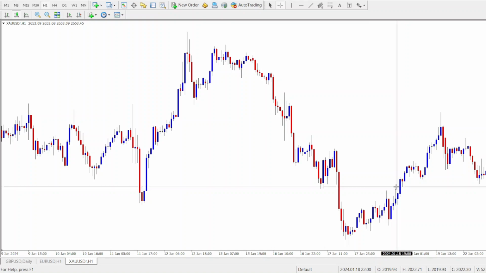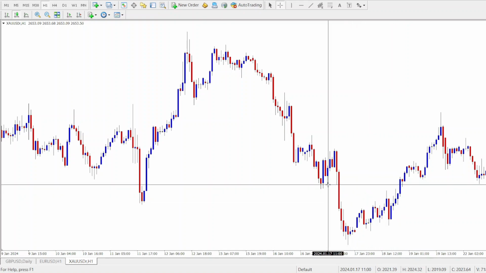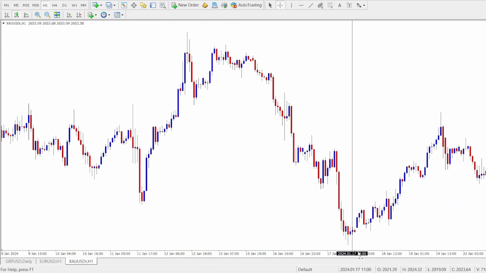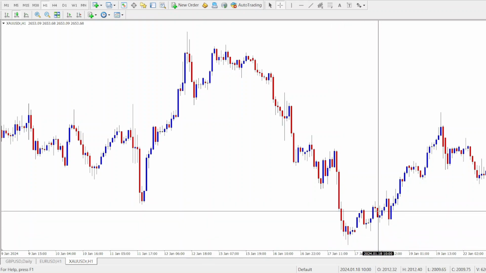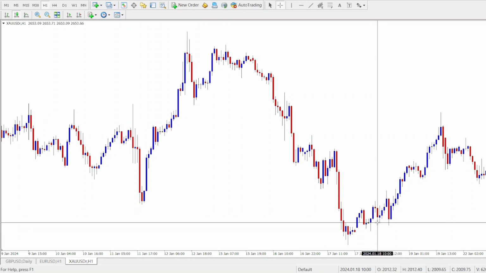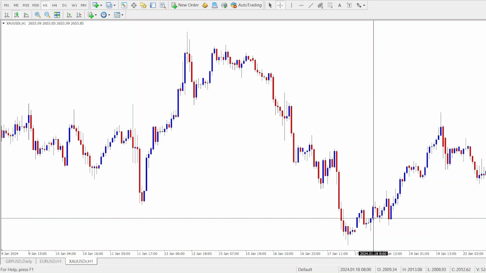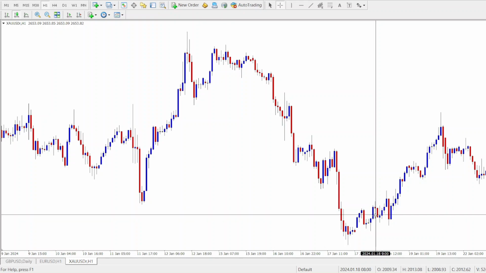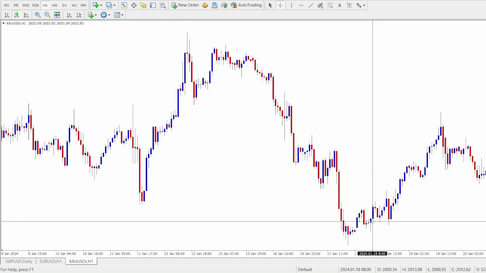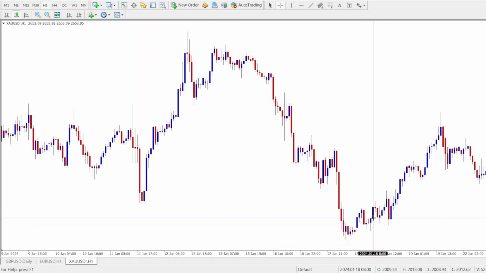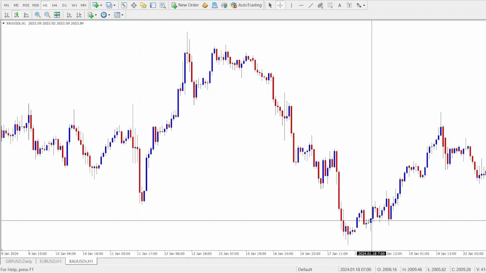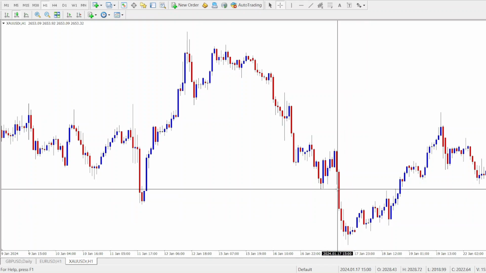Now one of the ways to avoid pitfalls when using the hammer is to confirm with the next candle. If the next candle closes higher, it adds confirmation that the reversal is genuine. You can see now the next candle closed even much higher. So you might want to check the next candle just to be sure that it closed higher than the hammer. That adds to the signal confirmation.